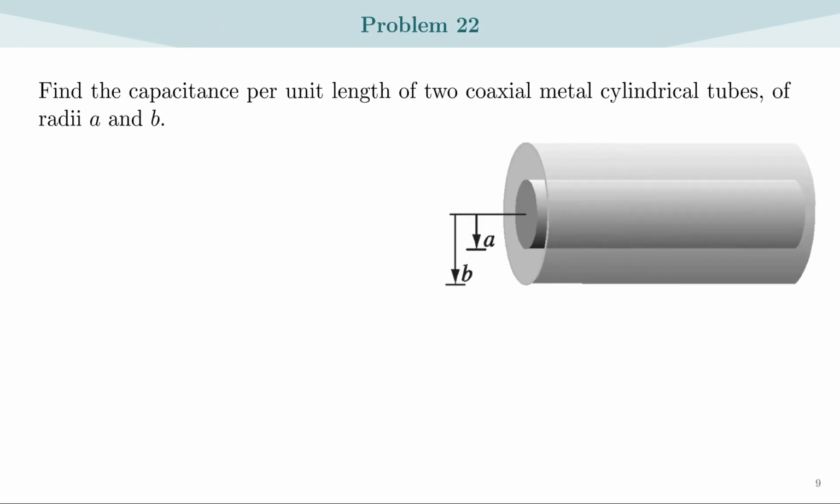Let's now do problem 22. Find the capacitance per unit length of two coaxial metal cylindrical tubes of radii A and B. So this problem is shown pictorially here. There are two concentric cylinders having radii A and B. Let us assume that the length of the cylinder is L.